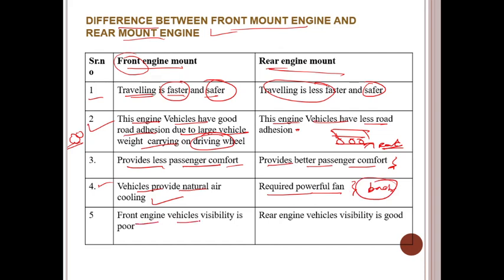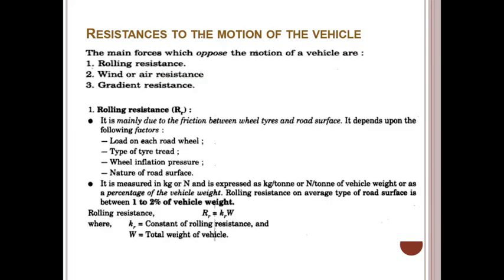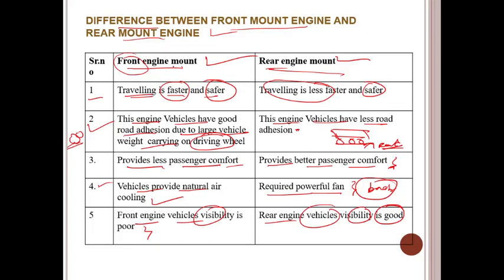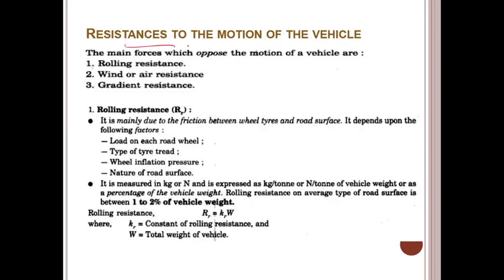Another is that front engine vehicle visibility is poor and rear engine vehicle visibility is good. These are road conditions for the drivers from the cabin. This is related to visibility. So this is the difference between the front engine and rear engine, guys. I stop here. Our next topic is resistance to the motion of the vehicle: when the vehicle moves from one place to another, what type of resistance acts on it. This will be discussed in our next lecture. Okay, thank you very much.